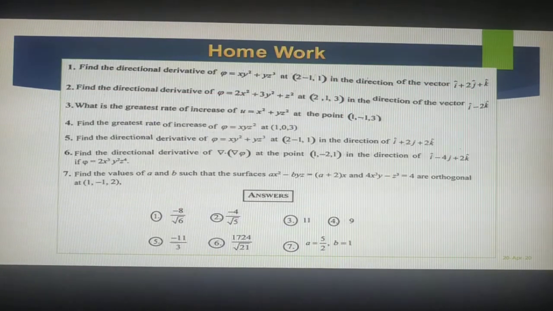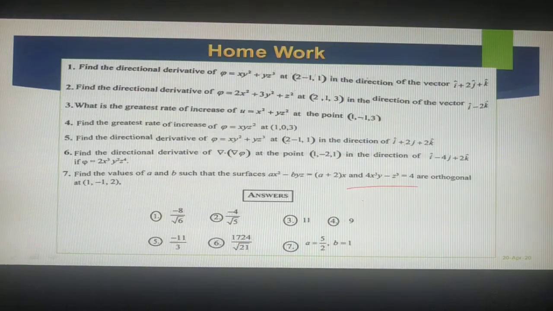So there are certain homework problems for you. Please attempt all these problems, and if you have any doubts, ask in tomorrow's class, or you can post your doubts in our WhatsApp group.